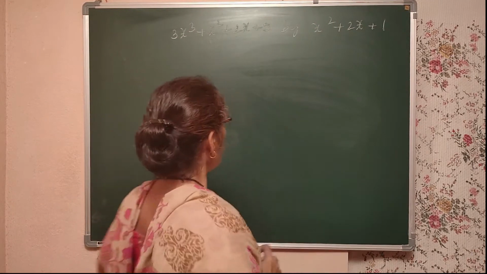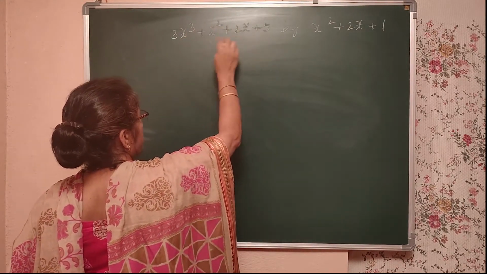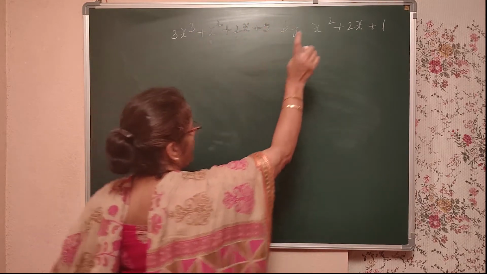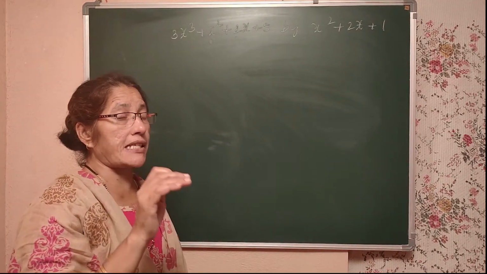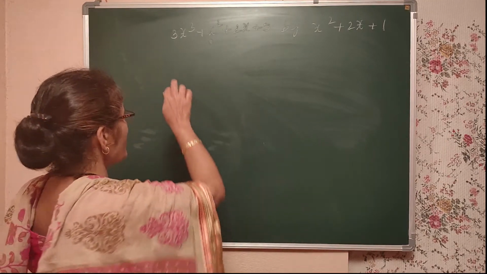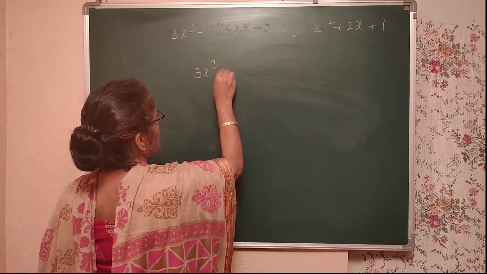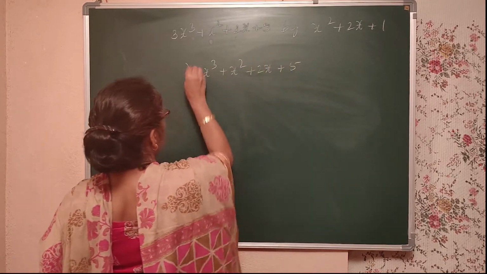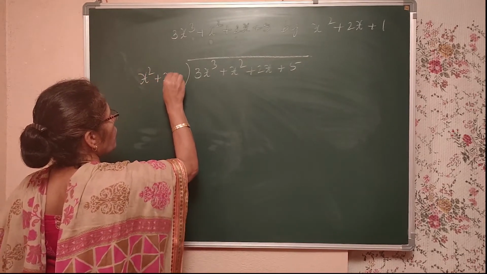Right? So what is the first step? You have to see whether the powers are in descending order of powers: cube, square, 1 and constant. X square plus 2x plus 1. The powers of x have to be in descending order very uniformly. 3, 2, 1, constant. So is it in order? Yes. So 3x cube plus x square plus 2x plus 5, you have to divide by x square plus 2x plus 1.